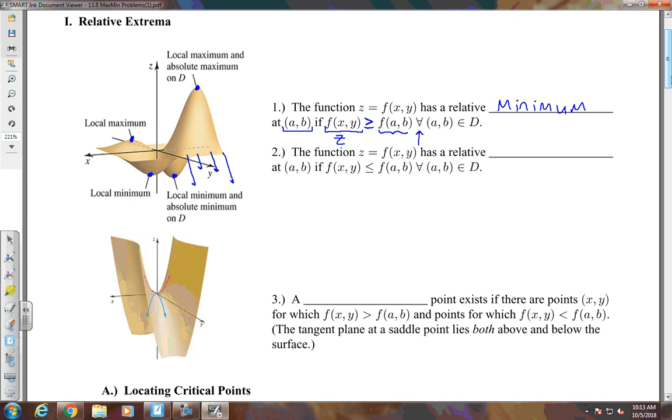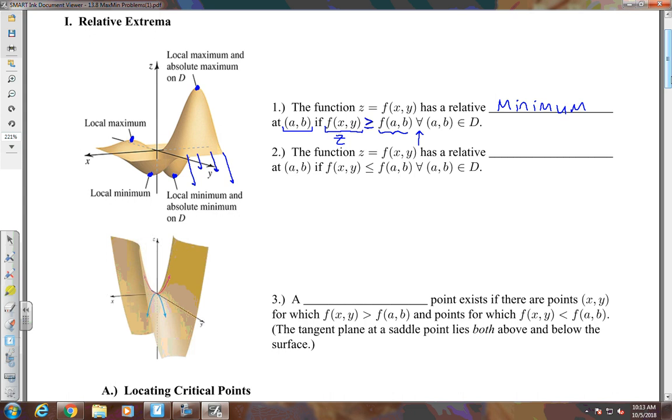Let me read it one more time. The function z equals f of x and y has a relative minimum at domain point (a, b) if the general z values, f of x and y, are greater than or equal to this one specific z value, f of (a, b), for all points (a, b) in the domain. So basically it's saying the z value of this specific point is lower than the z values local to it.